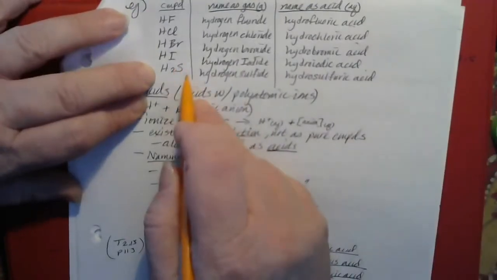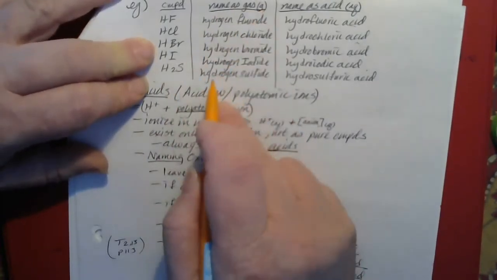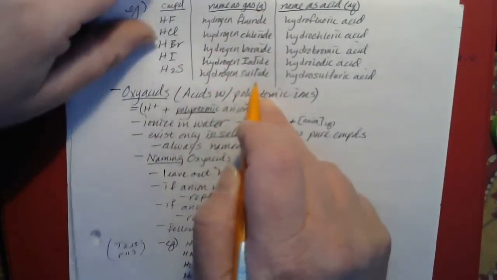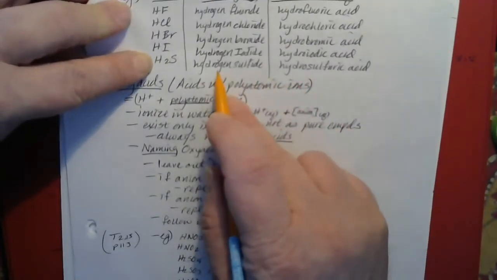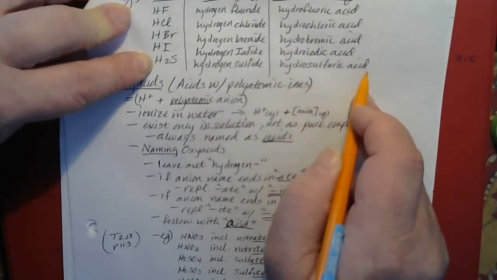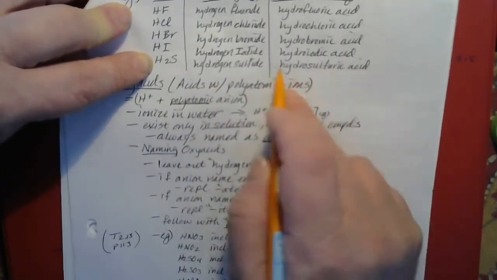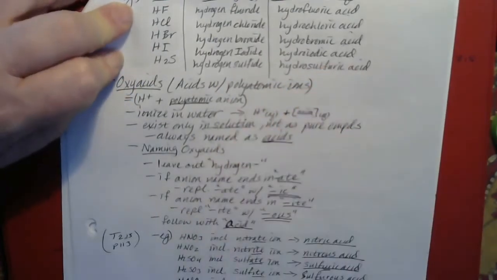Similarly with HBr and HI, you can see those examples there. H2S is another fairly common example. As a gas or as the pure compound, this would be known as hydrogen sulfide. But as an acid dissolved in water, it's hydrosulfuric acid. Okay, and so those are the binary acids.